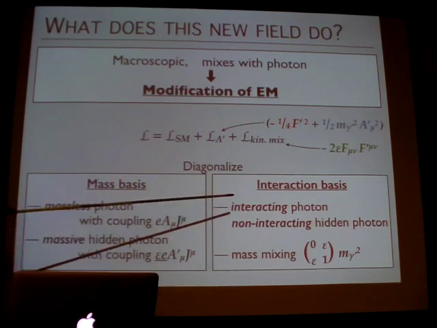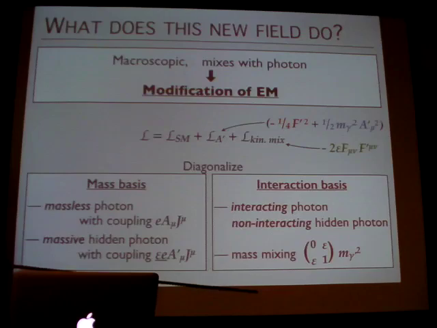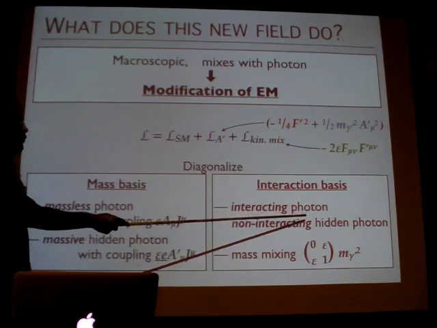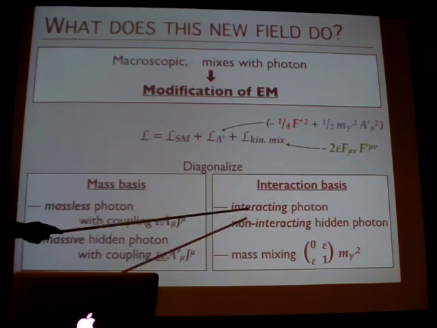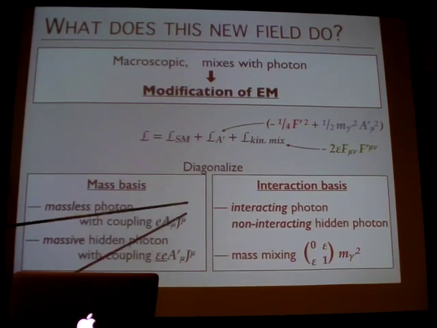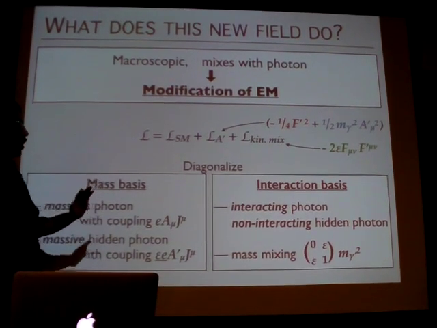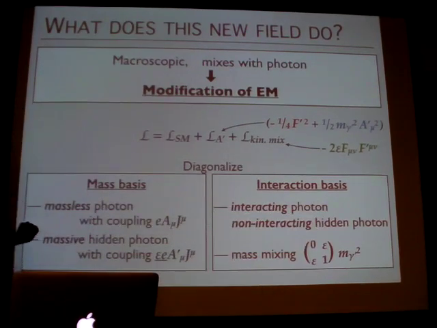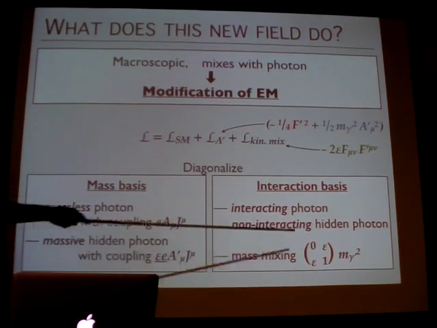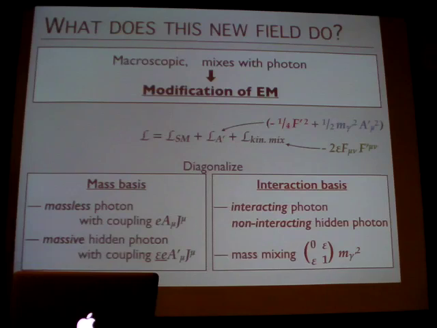Then there is the interaction basis. In the interaction basis, you basically say there's an interacting photon. That's the photon that couples to the electromagnetic charge. And then there is a completely orthogonal component to it, which is a non-interacting hidden photon. But the two of them are mixed together by a mass mixing. So if you're familiar with the story of neutrino oscillations, this is very similar.